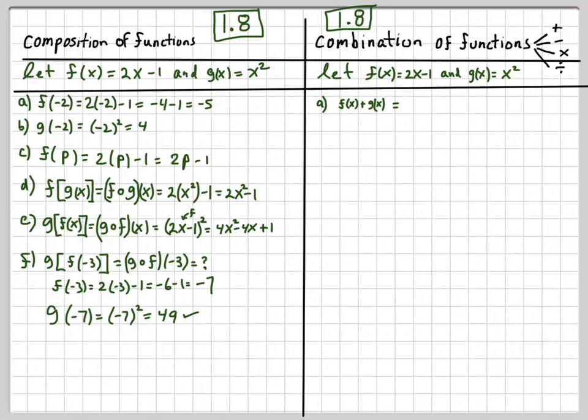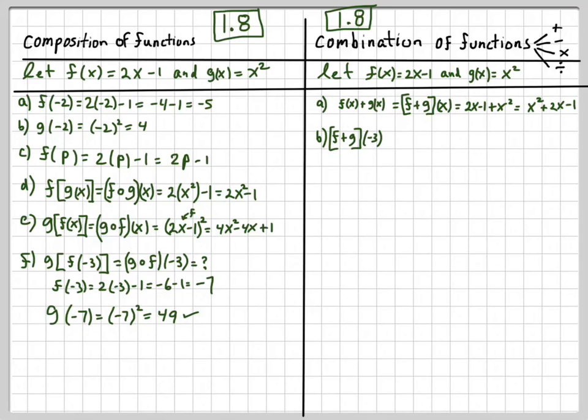So in the first example, if I ask you to combine the two functions f and g by adding them, the notation will look a little bit different. Sometimes you'll see it stated as it is on the left side. Sometimes you'll see it stated as it is on the right side, but they mean the same thing. So if I ask you to add them, you would simply take both expressions, f of x, which is 2x minus 1, and add it to x squared, and just simplify. And that would be the answer.